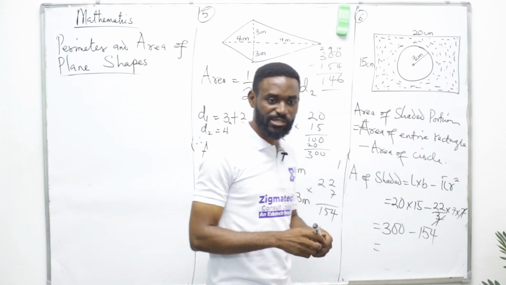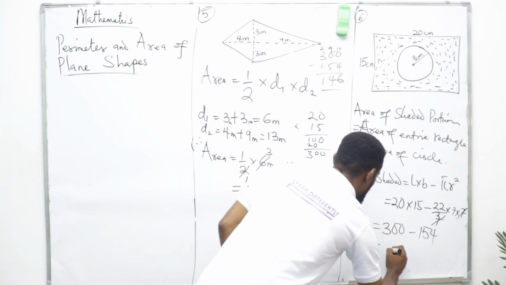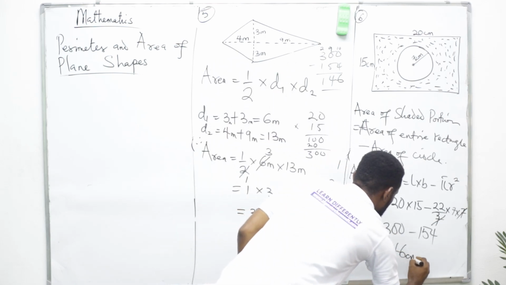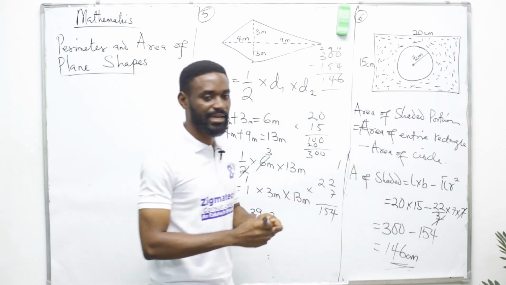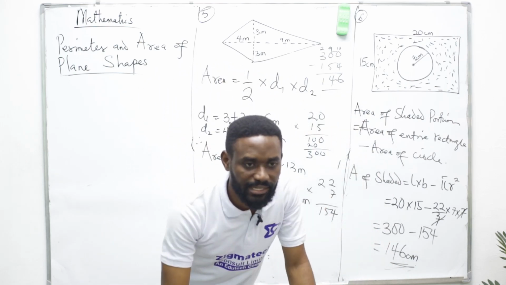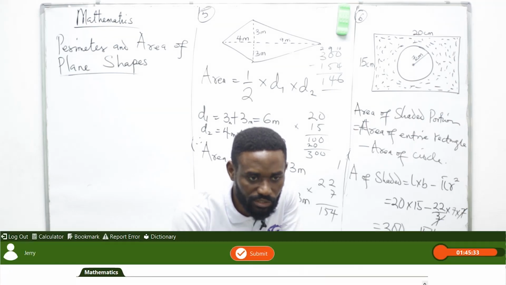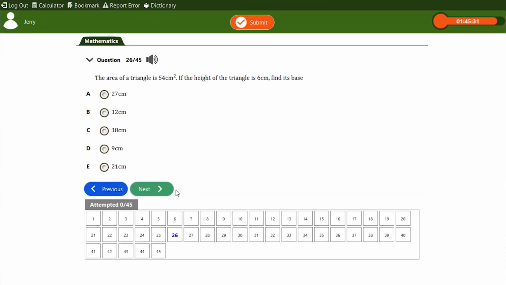146 cm square. And that is option E. So this is 146 cm square. All right? So I think that is how to solve this kind of question when you see them. Okay? Let's see if we have some more technical questions like that.